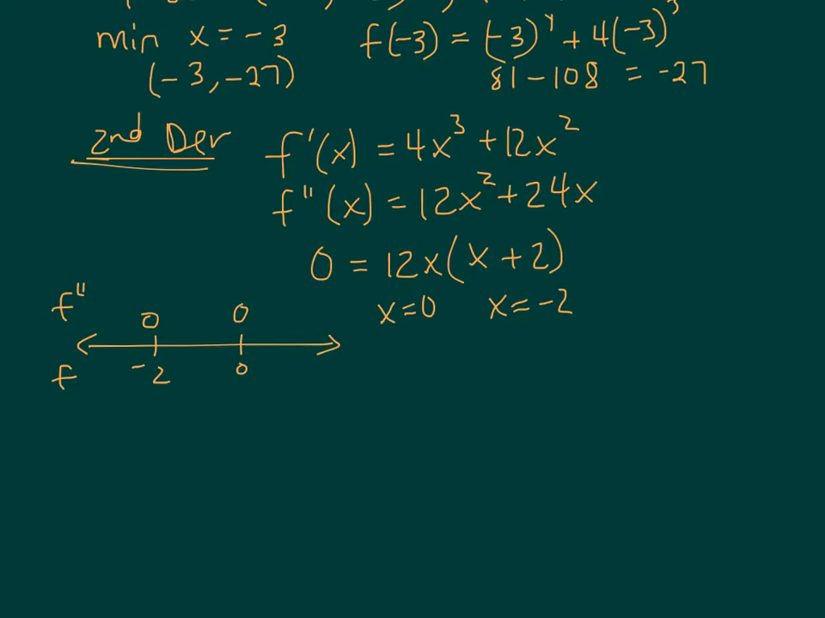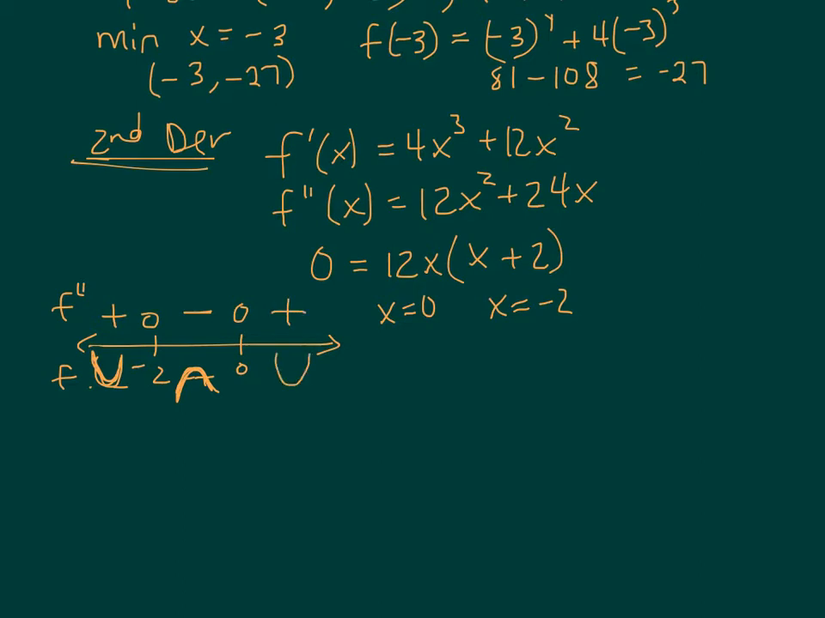So if I tested negative 3, it would be a negative times a negative again, which is positive. So, oops, I don't want to do the arrow. I want to do concave up. All right, negative 1 would be a negative times a positive, which is negative, so concave down. And positive 1 would be positive times a positive, positive, concave up.